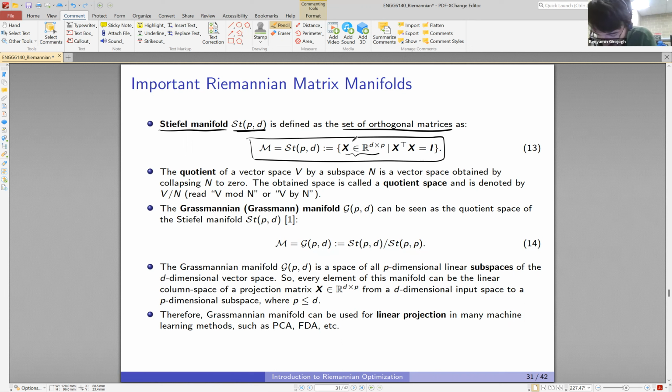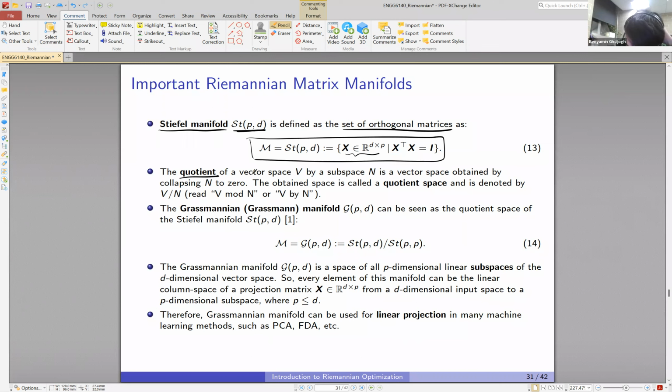And as they are D by P, we denote it by St(P, D). So we have P columns, each of which is D-dimensional. And each of these P columns has unit length, and also the inner product of these D-dimensional columns with each other is 0. So they are perpendicular to each other, orthogonal to each other.